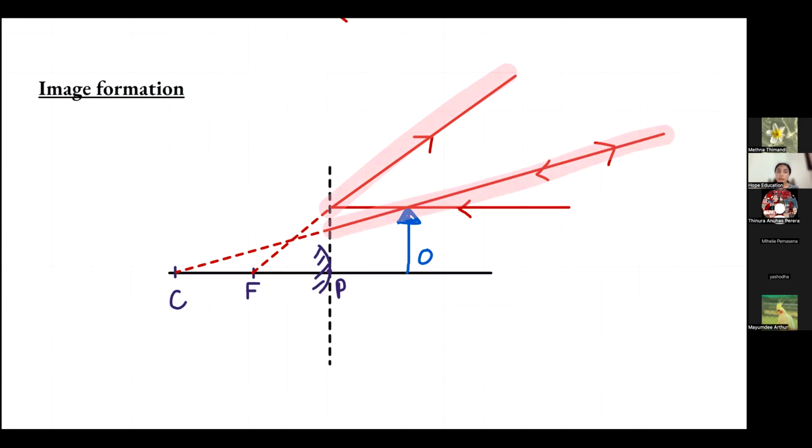So we extend these two backwards. When you extend, you can see they meet here. So this is where the image is formed.